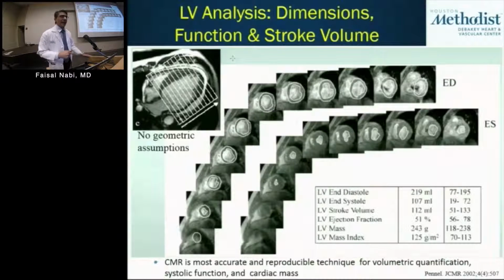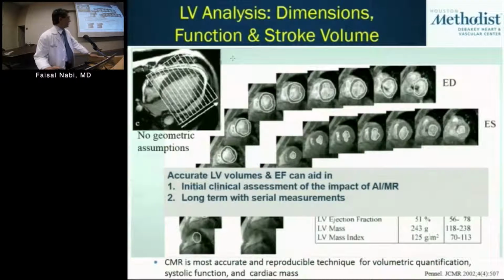So this is just an example of how we go about tracing our heart at end diastole, and then again at end systole. We do this from the base of the heart all the way to the apex. There are no geometric assumptions made, so this is the true Simpson's methodology. Once you've traced the ventricle at end diastole, you have an end diastolic volume. You trace it at end systole, you have an end systolic volume. Obviously, the difference is then the LV stroke volume, or the total output that this ventricle is able to achieve.